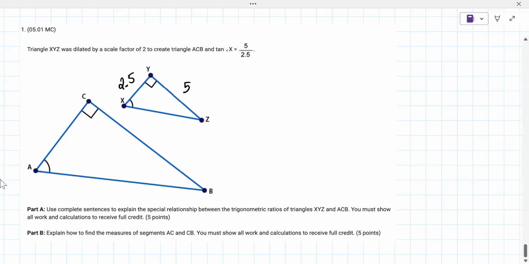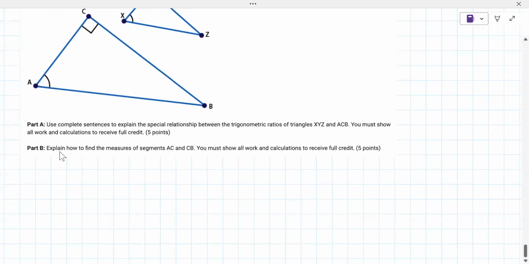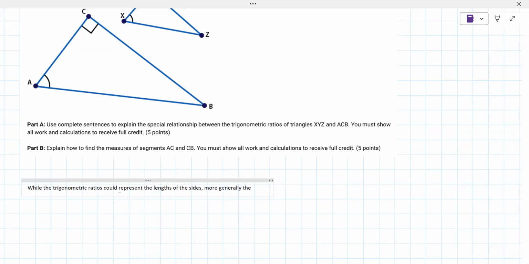So we might start with saying something like, while the trigonometric ratios could represent the lengths of the sides, more generally they represent the reduced form of the ratio of the sides. Sorry, this is not where I can type real well, but we'll try.